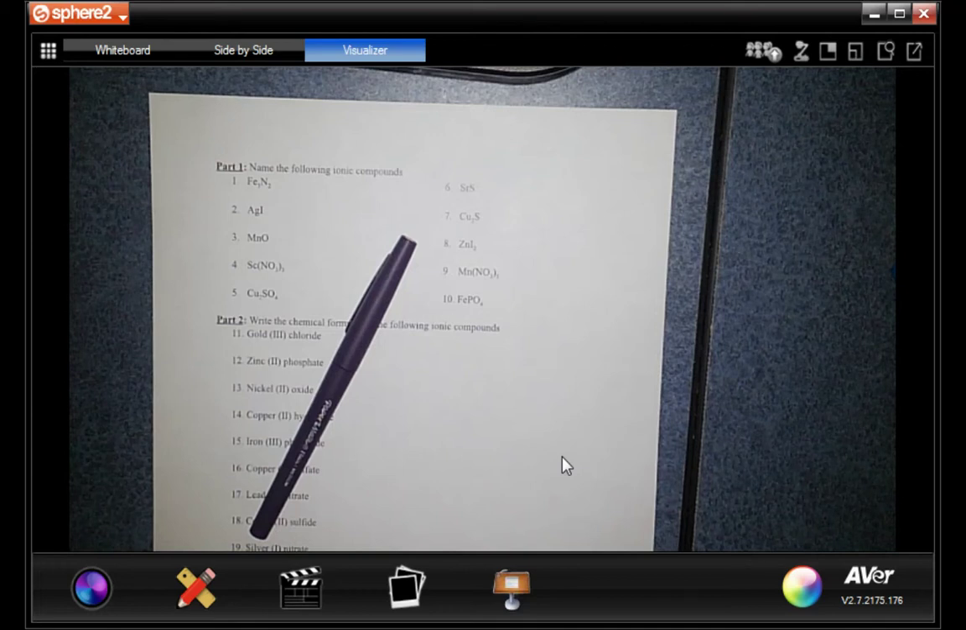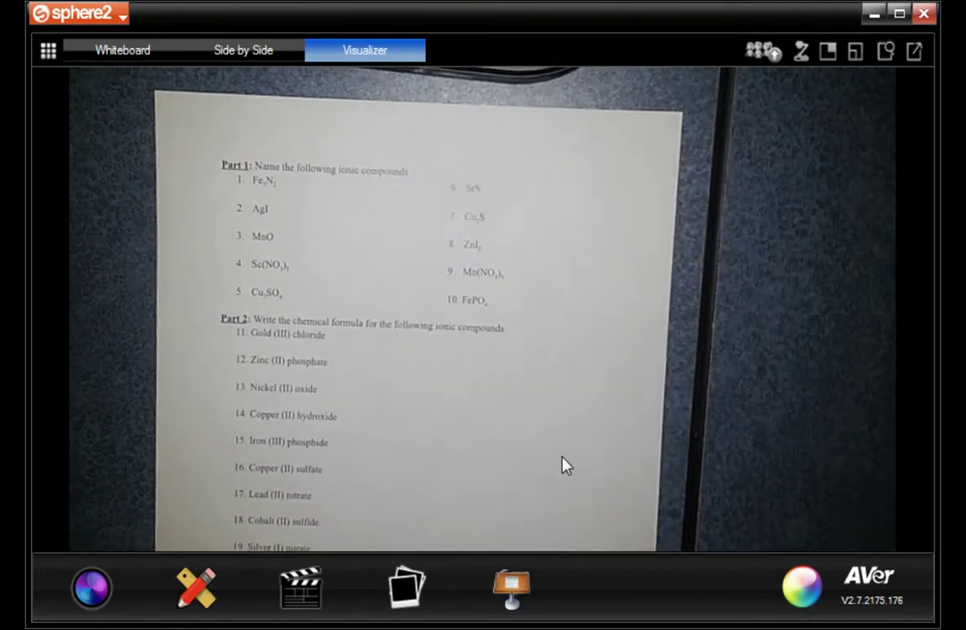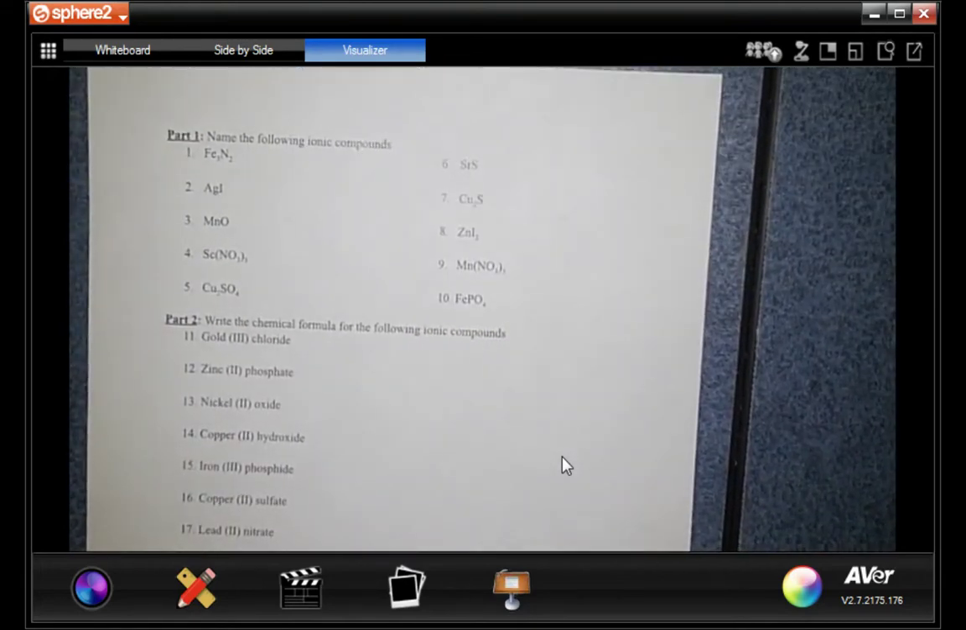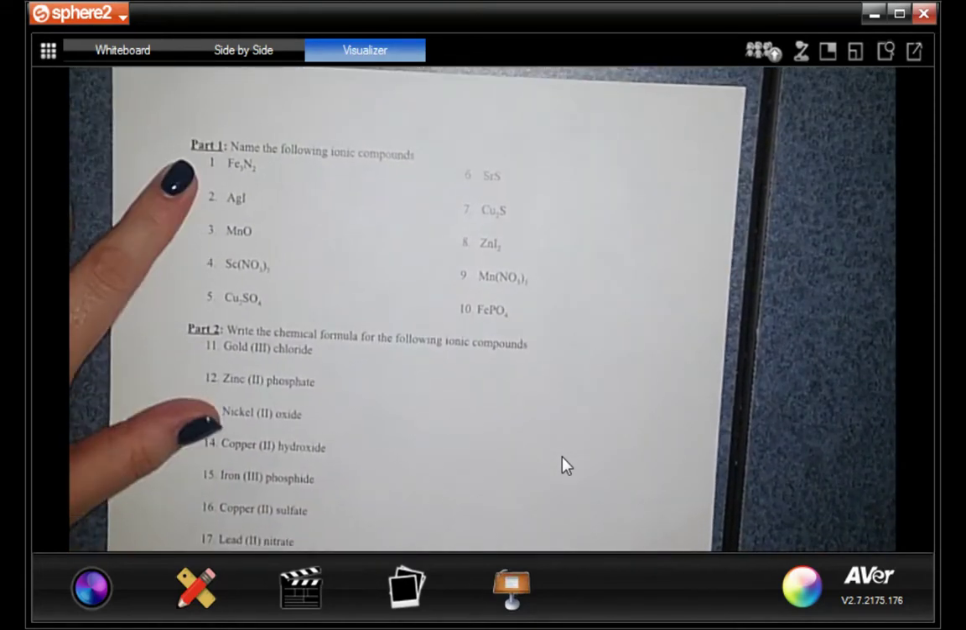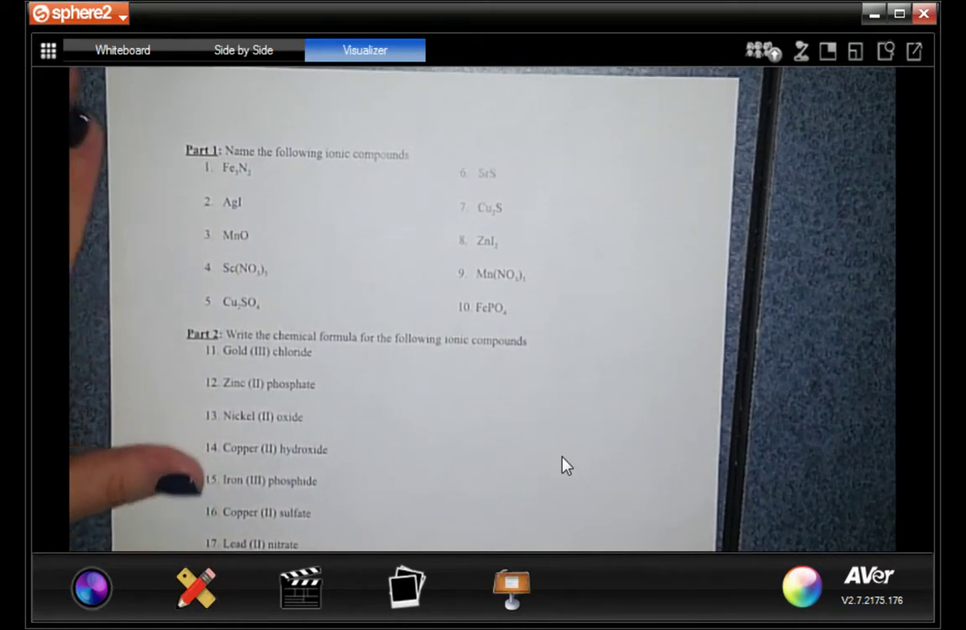Okay, everyone. So I'm going to go ahead and give you the key for this. So we're going to walk through this, check your answers as you go. So for part one, we were naming the following ionic compounds from formula to name.